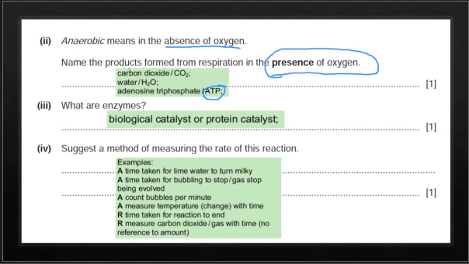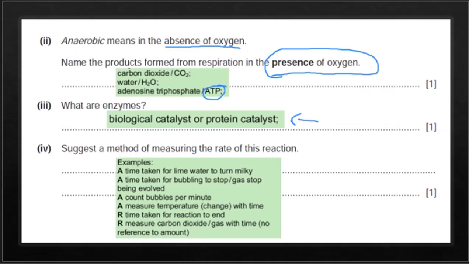Next part of the question. What are enzymes? Enzymes are biological catalysts. That's what enzymes are. Enzymes are proteins and they are catalysts. They alter the rate of a reaction. So they say, next question, suggest a method of measuring the rate of this reaction.